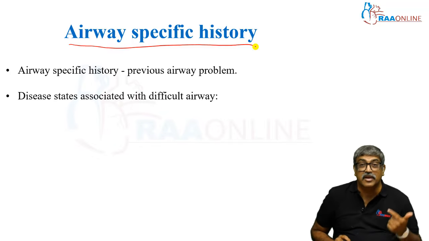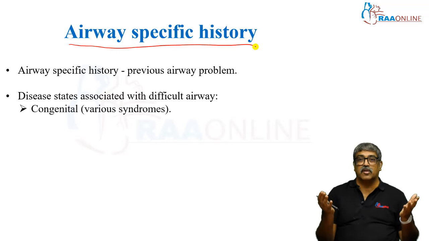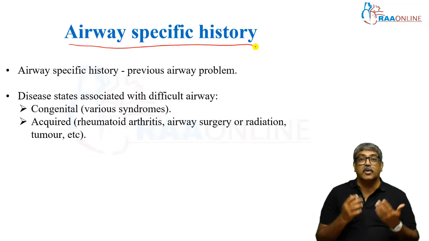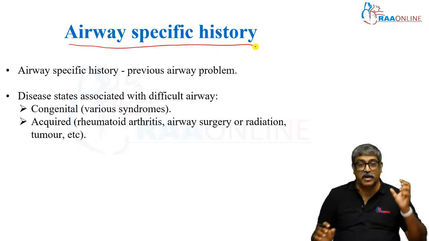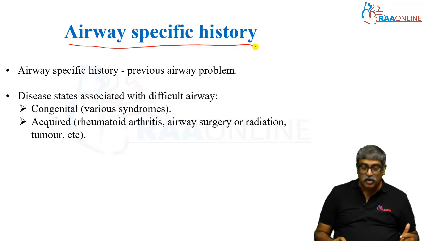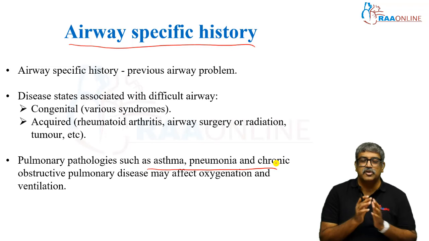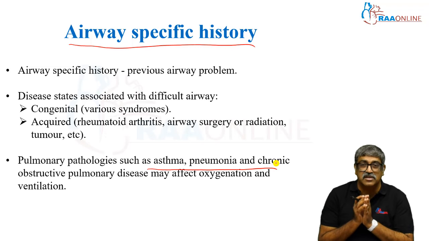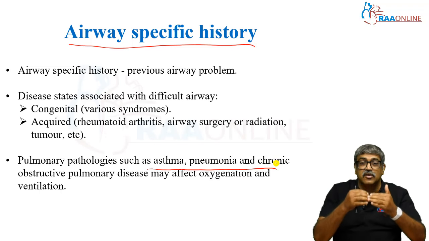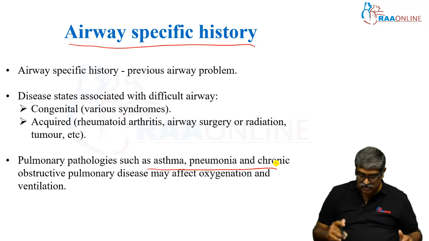Diseases associated with difficult airway. It can be congenital, like various syndromes, Pierre Robin syndrome or congenital laryngomalacia, or an acquired disease which can compromise the airway like rheumatoid arthritis, airway surgery, radiation or tumor. Pulmonary pathologies like asthma, pneumonia and COPD, where hypoxia sets in early and securing the airway will be a top priority. You have to secure the airway as early as possible in this condition, otherwise hypoxia sets in.